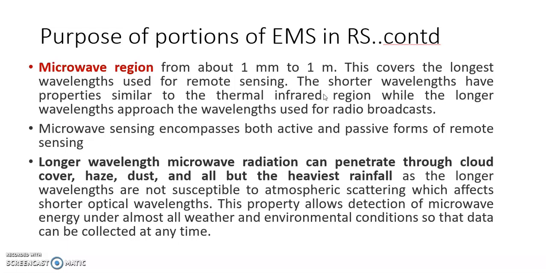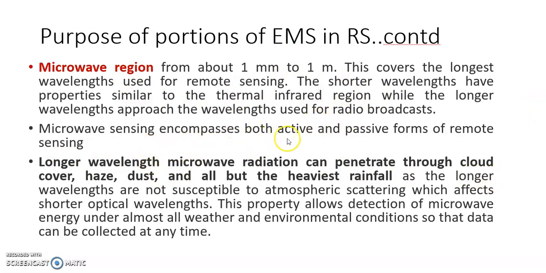People are doing their PhDs in remote sensing, because if you want to study anything at a larger scale, there is no other option apart from remote sensing. Now if I compare with the other regions, microwave has got way higher applications. The shorter wavelengths have properties similar to the thermal infrared region, meaning somewhere around 1 mm, it will behave almost like the thermal infrared region. But the longer wavelengths will be used for radio broadcast. So basically, if you remember the image, the microwave region is between the infrared region and the radio region, right?